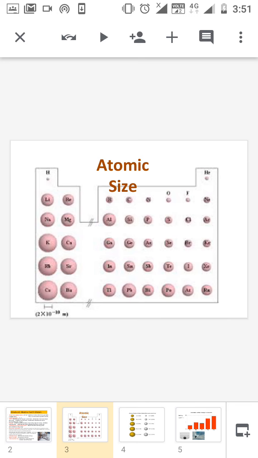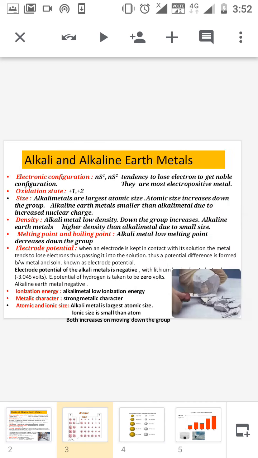Then as we move from left to right, the size of the atom decreases regularly. This is mainly because the electron is entering the same shell and the nuclear charge is also increasing. That's why the size of the second group elements is less than the alkali metals.